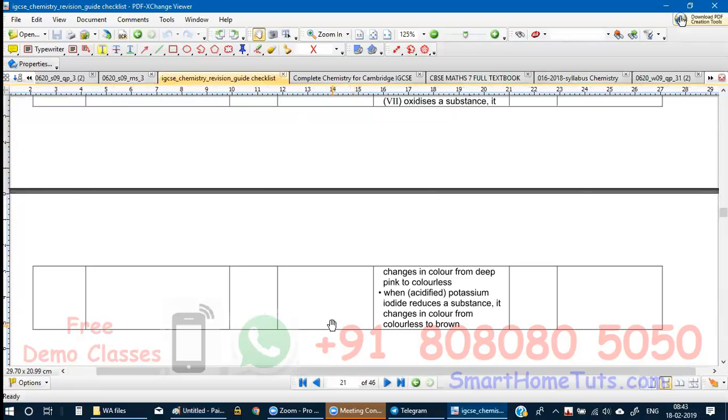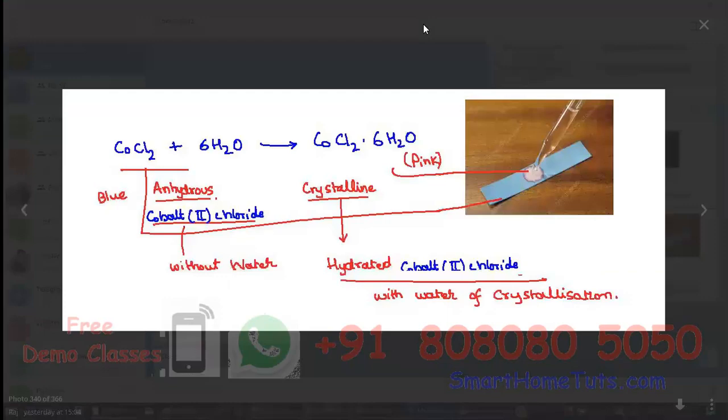One is cobalt chloride, and one is copper sulfate, for testing water. Anhydrous copper sulfate is white, and it turns blue on adding water. Cobalt chloride is blue when it is anhydrous, when no water is there. When you add water, it is going to turn pink. That is hydrated cobalt 2 chloride, which contains water of crystallization.